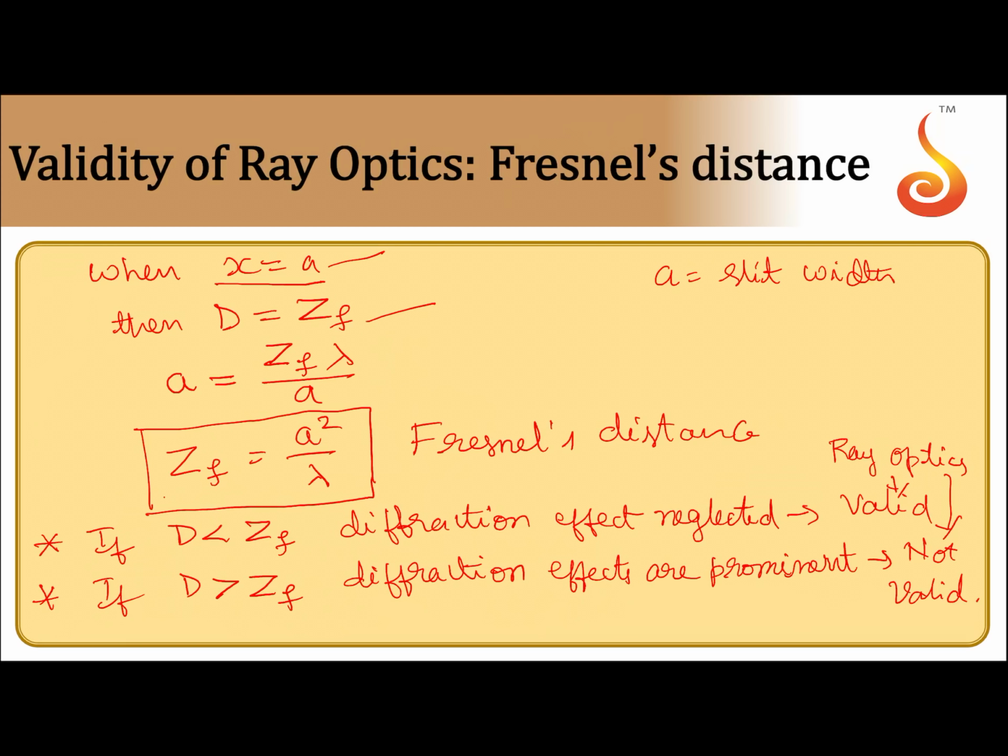Otherwise it is impossible to produce a very narrow beam of light. If a ray of light does not exist, then whatever you have learned in ray optics will be invalid. But up to a distance equal to Fresnel distance, you can consider it to be correct because diffraction effects are negligible. So within the limits of Fresnel's distance, ray optics concepts are valid. So it saves ray optics.